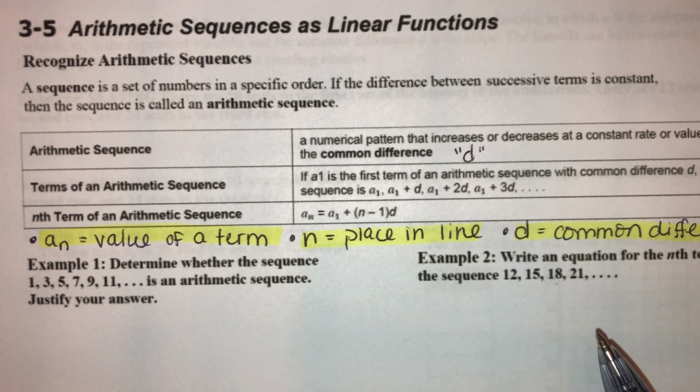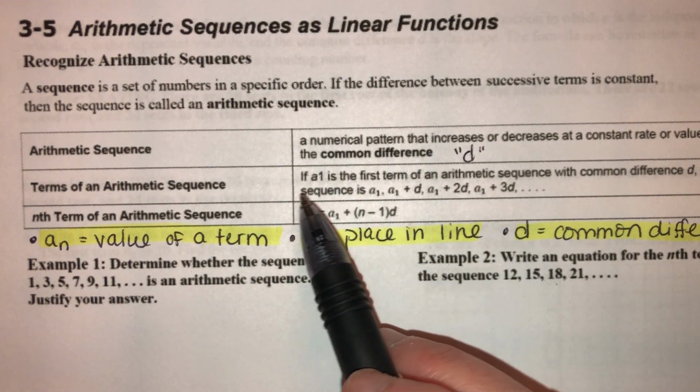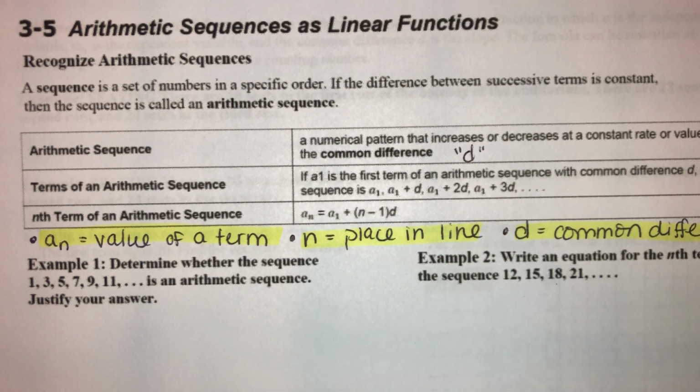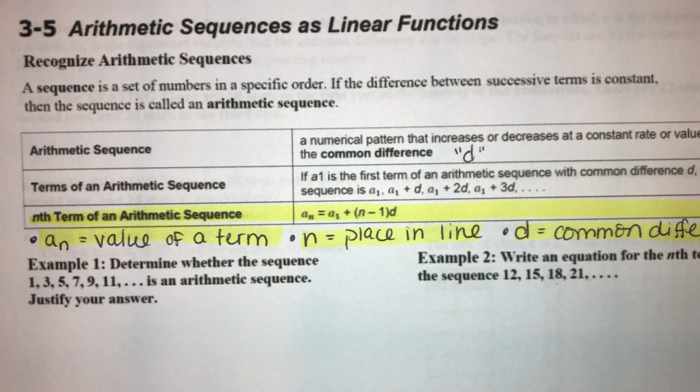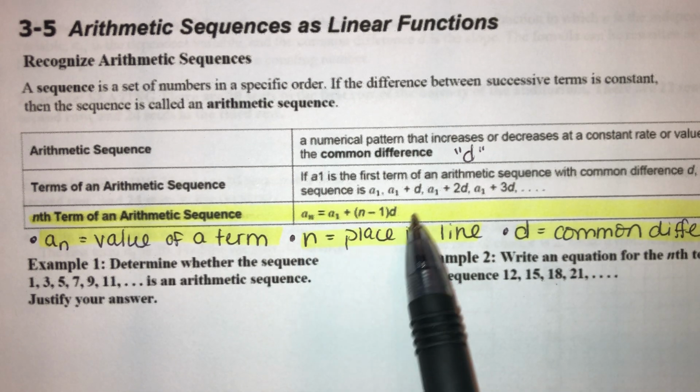D is what we use for the common difference. And it gives us an equation to use here. So we're really going to focus on that equation element. And I think this will make more sense as we just do it over and over again. So these are important, what the terms are and the sequence here.